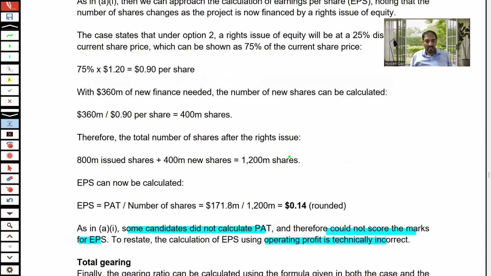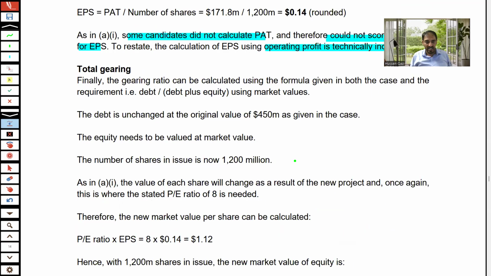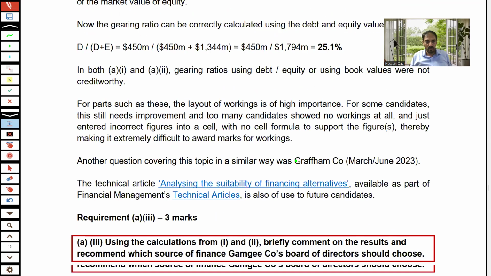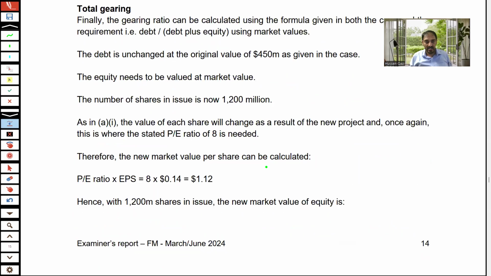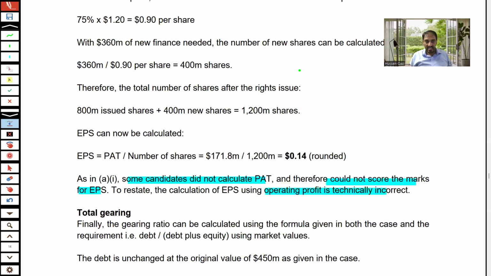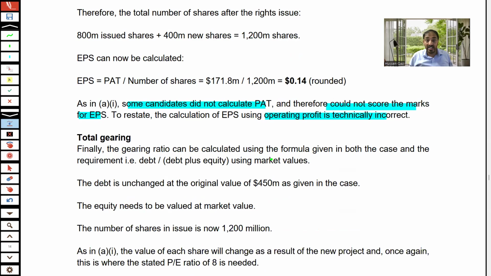So that is about the calculation part. Last point here, then we will move to the theoretical part. Some candidates did not calculate profit after tax and therefore could not score the marks for EPS. To restate, calculating EPS using operating profit is technically incorrect. That's a point already covered.